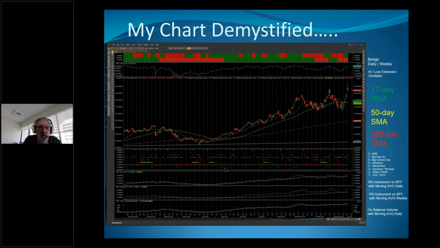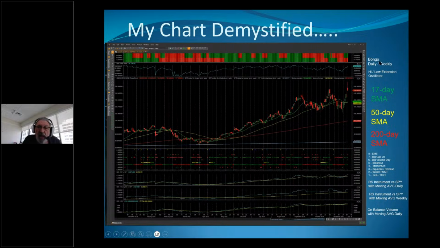So let me tell you about what the indicators are and how I use them. But I've got to do this quickly. And in the PowerPoint, they go into more depth. The bongo we already talked about. This is my trending indicator. The daily's on top, the weekly's on the bottom. As I mentioned before, in a long weekly uptrend, each of these red areas was a pullback.